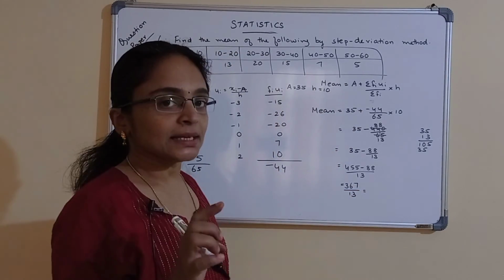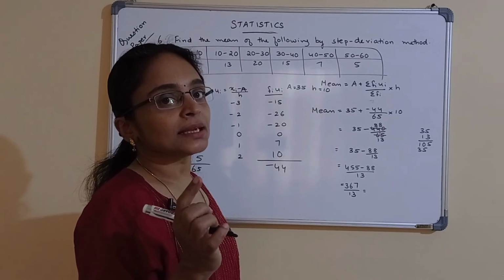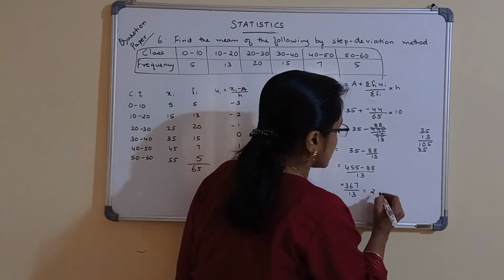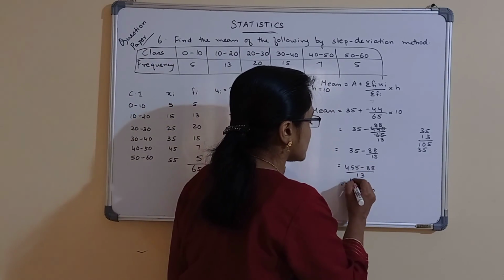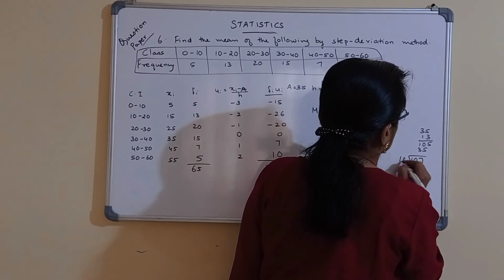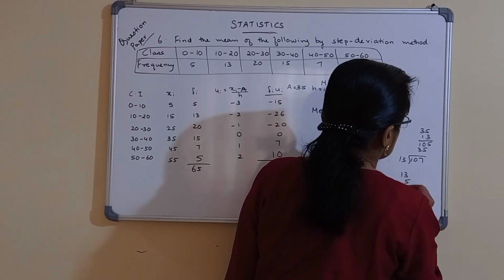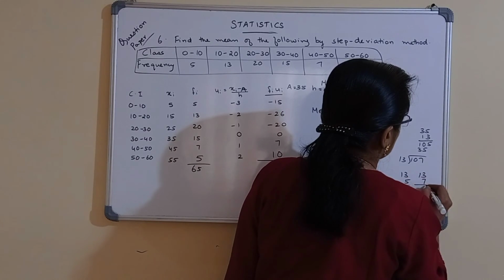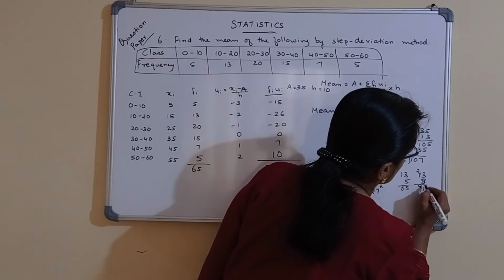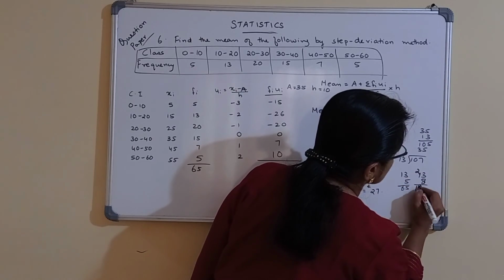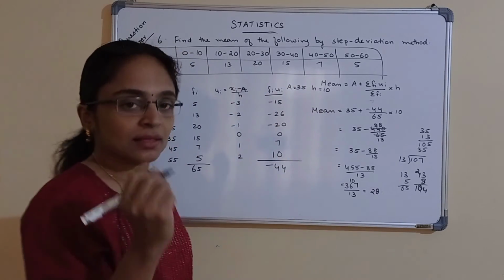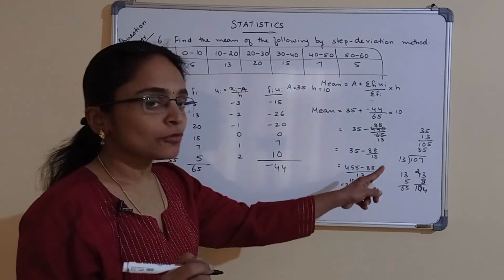36 divided by 13 will not go 3 times, it goes 2 times. So 26 and remainder is 10. So 107 by 13: 13 into 5 is 65, 13 into 7 is 91, it will go 8 times. 8 threes are 24, 104. So it will go 8 times, and remainder is 3, since 107 minus 104 is 3.